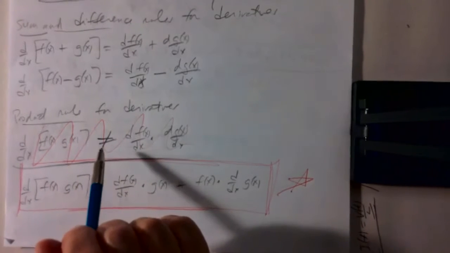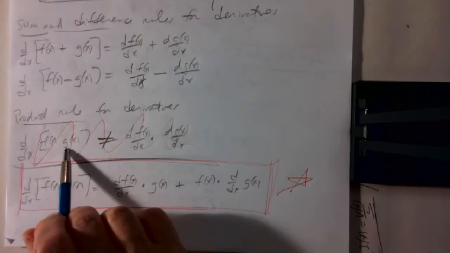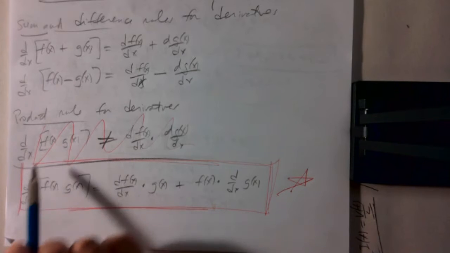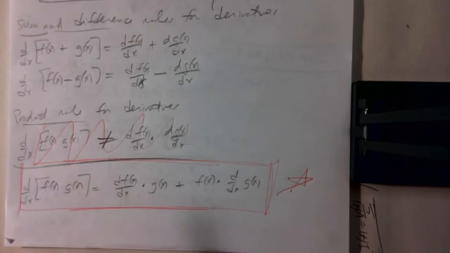And the next thing we want to consider is the product rule. How do you find the derivative of the product of two functions? And it's not the most obvious answer. The most obvious answer would be to say, well, the derivative of the product is the product of the derivatives. But that is false, so I've crossed it out.